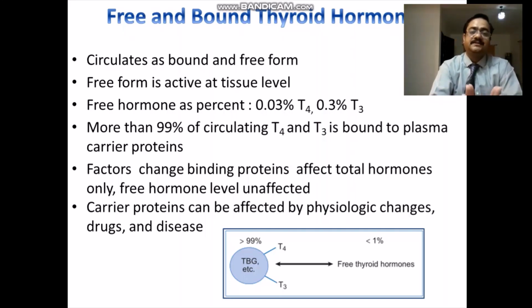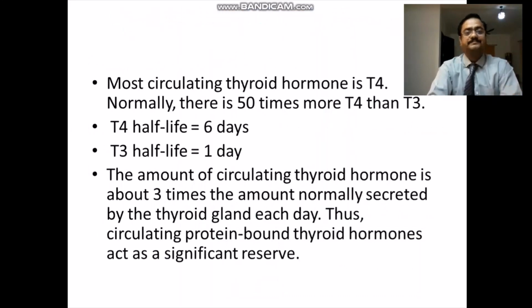More than 99% of T4 and T3 is bound to plasma carrier proteins. Factors that change the binding proteins affect total hormones. Free hormones are usually not affected by this protein state. Like when you get in a hypoproteinemic state, more free hormone is there in the circulation. So carrier proteins can be affected by physiological changes, maybe because of drugs, maybe because of disease.